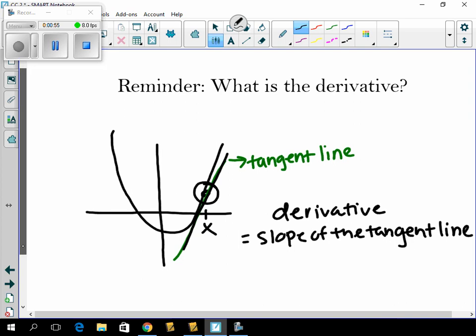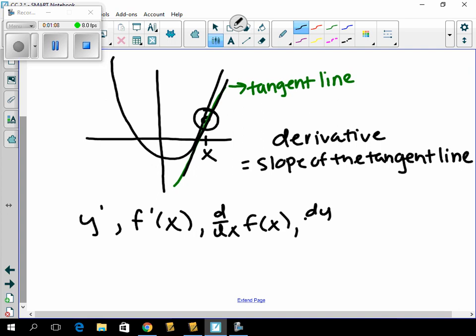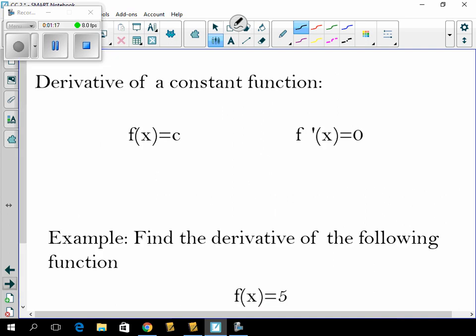And remember, we can denote this by using y prime, f prime of x, d/dx of f of x, or dy/dx. Today we're mostly going to be seeing f prime of x. So we're going to start with talking about the derivative of a constant function. So given the function f of x equals c, its derivative will always be 0.